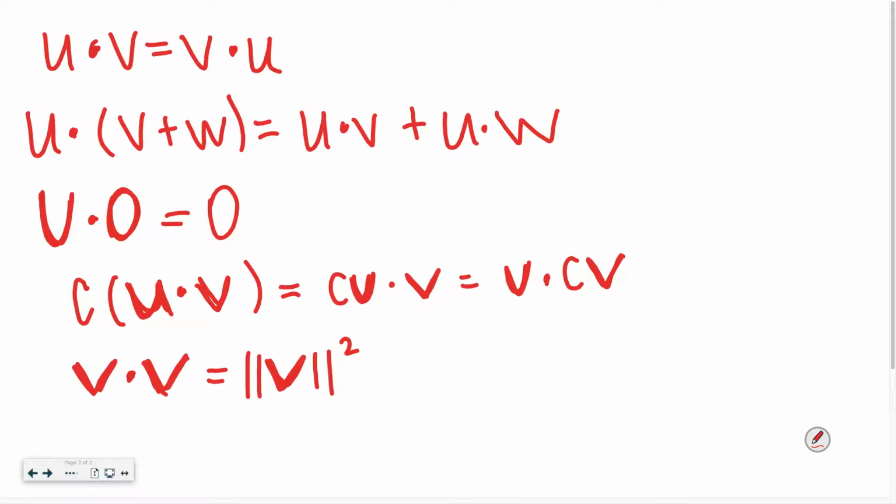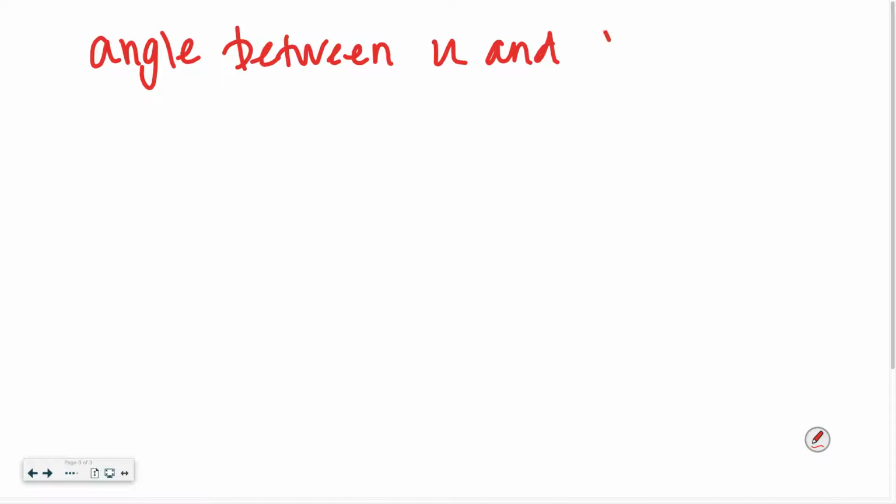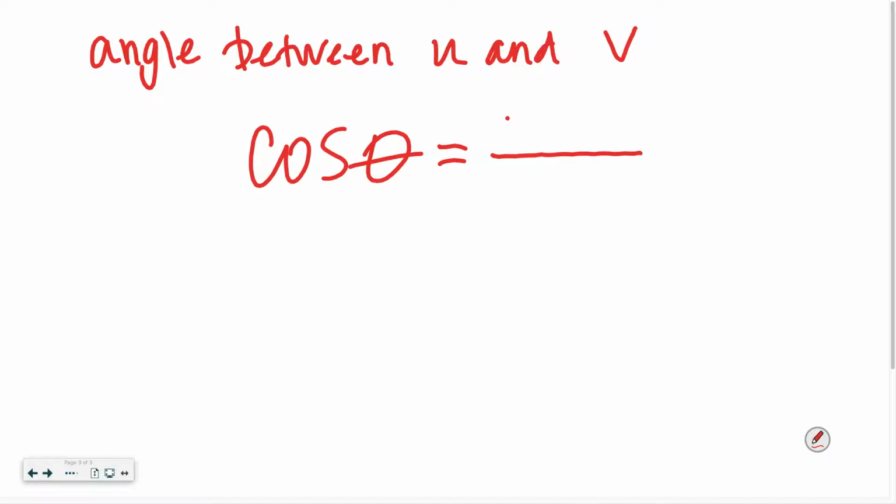Okay. So, what can we do with the dot product? The angle between u and v, the cosine of theta equals, do you remember? It's a fraction. It's the dot product over the product of the magnitudes. Good job, Pod 4. Put them together nicely.